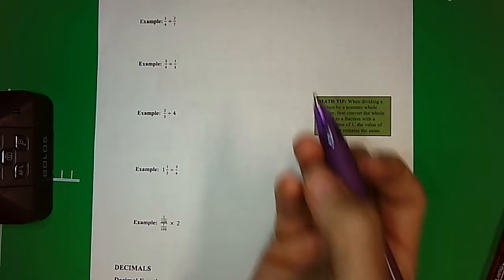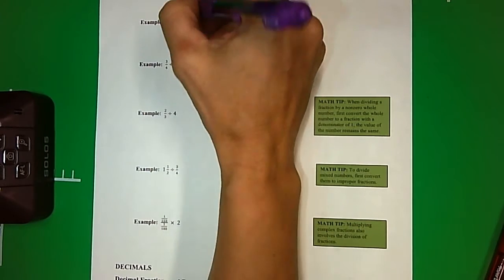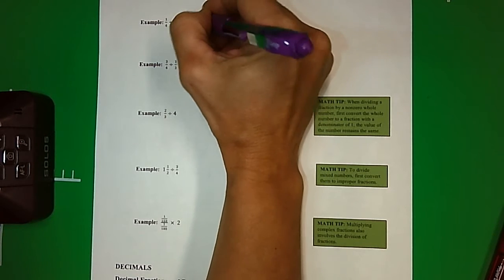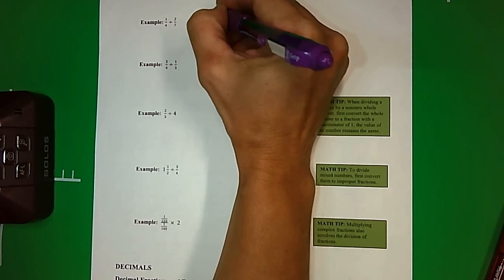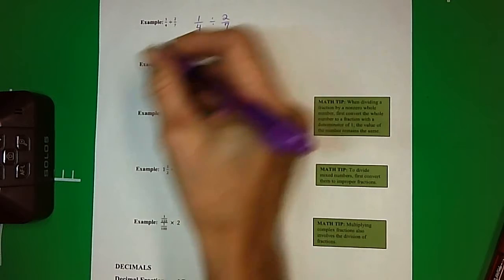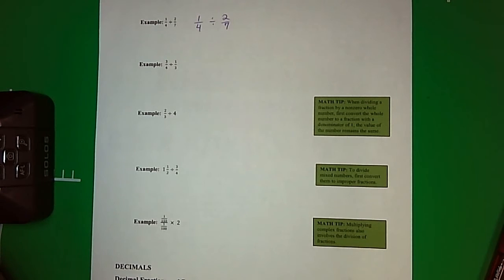Division of fractions. Okay, so we have a rule of fractions. Let me rewrite this one where it's easier to read. So I have a fraction divided by a fraction. I can have a fraction divided by a whole number, divided by a fraction. Either way you go about it, we're going to use the same rule.